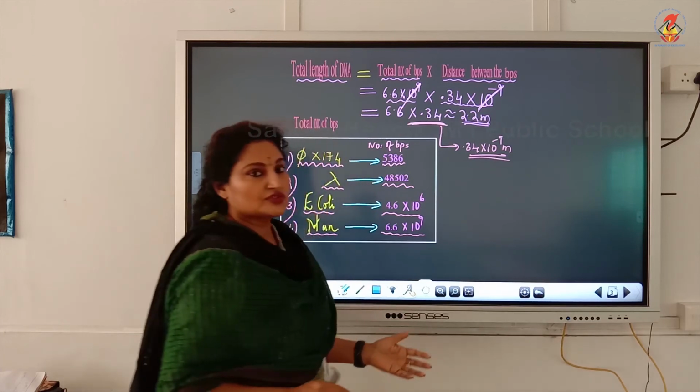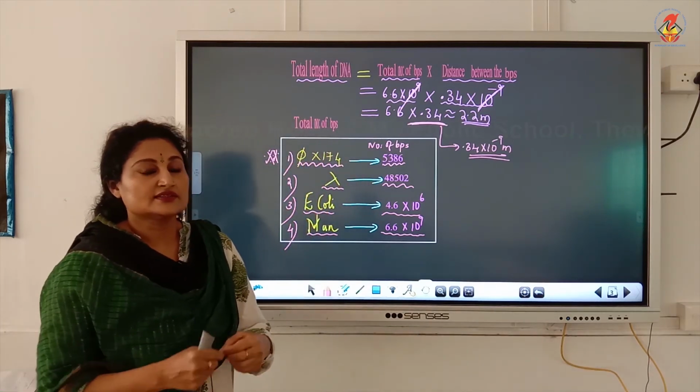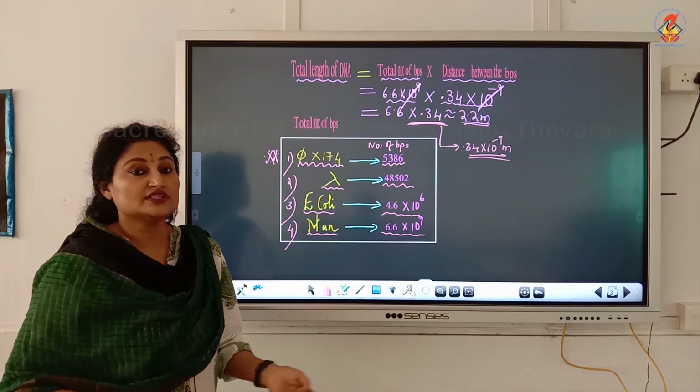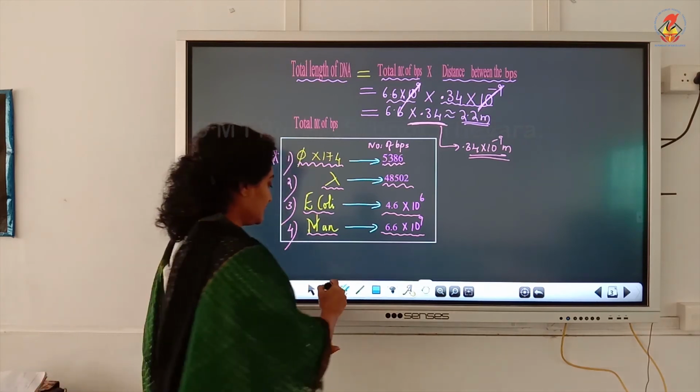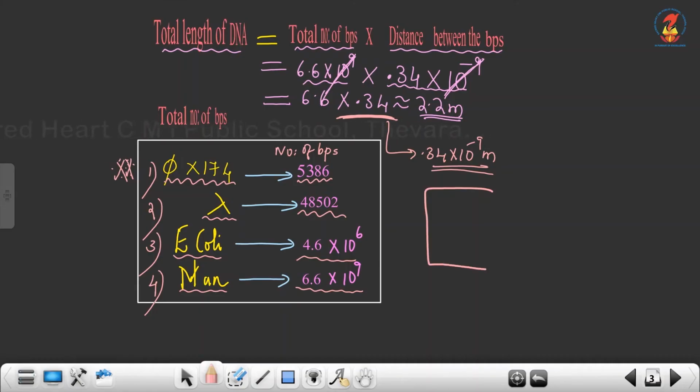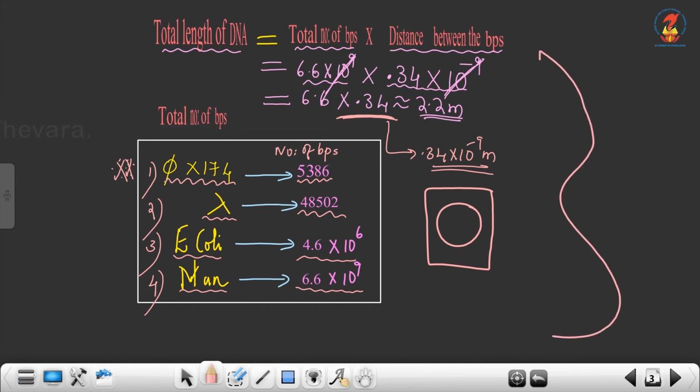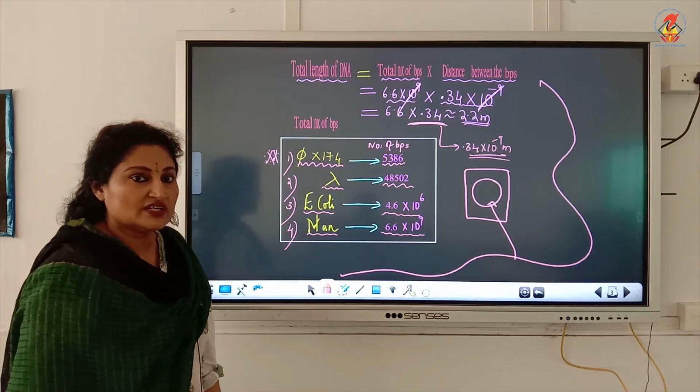Now, we have realized that the length of the DNA is very, very lengthy when compared to the microscopic structure of the cell, and within the cell inside the nucleus, this lengthy DNA, which is as long as 2 meters, should be accommodated. See, 2 meters long, very long DNA should be accommodated inside this small dimension of the nucleus. Then how is it packaged? So, the next topic we are going to see is the packaging of the DNA.